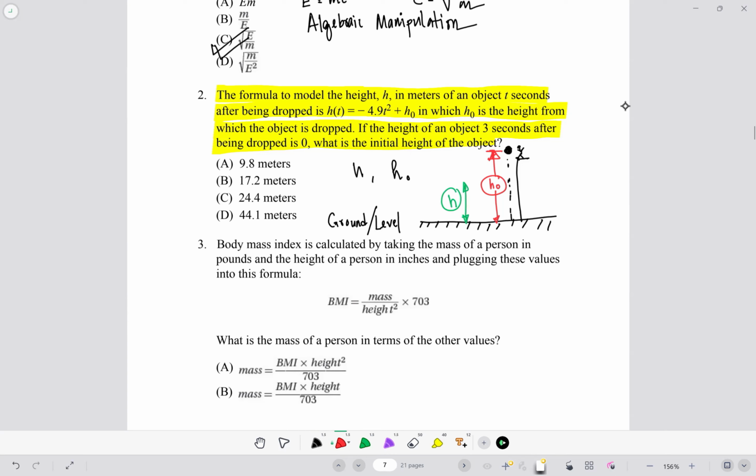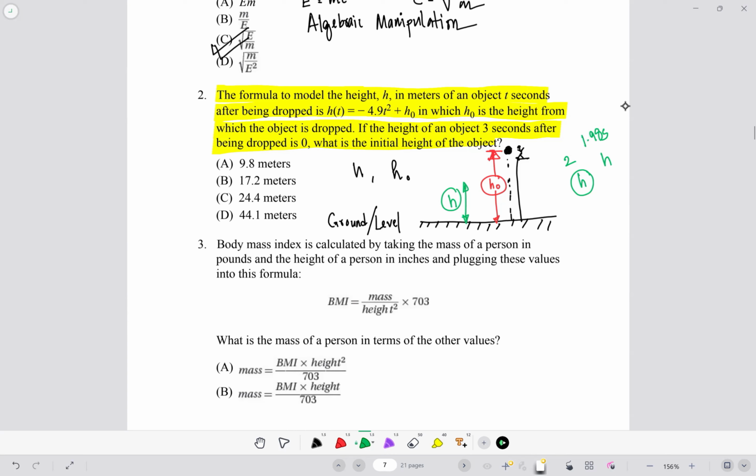Because this object, in the black color, is being dropped from here, right? So H naught is the initial height, and H is the arbitrary height at any later moment, for example after 2 seconds. If I ask you what is the height of the object after 2 seconds, the H you are looking for is this simple H. What is the height after 1.98 seconds? Then you just need to calculate the H. But H naught is the constant here.